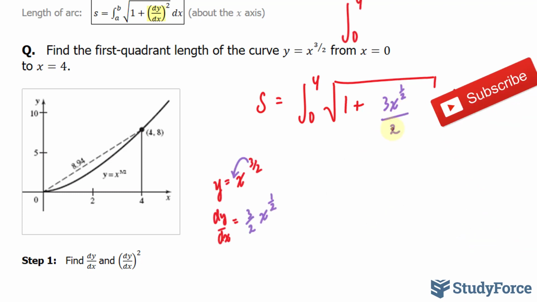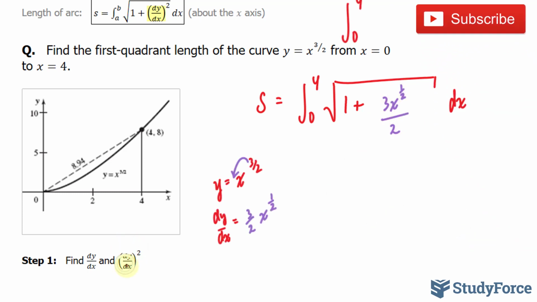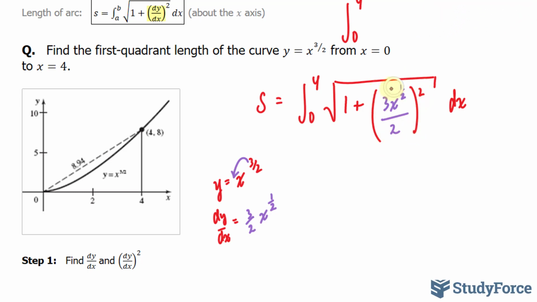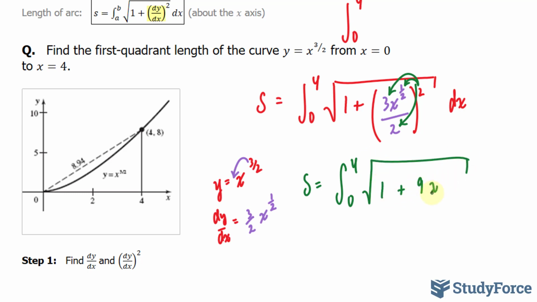And remember, the derivative is powered by 2. Take a look at the formula. So if we square the numerator and the denominator, here's what we end up with. This 2 gets distributed to the 3, to the x to the power of half, and the 2, giving us s is equal to the integral between 0 and 4, the square root of 1 plus 9x over 4 dx.